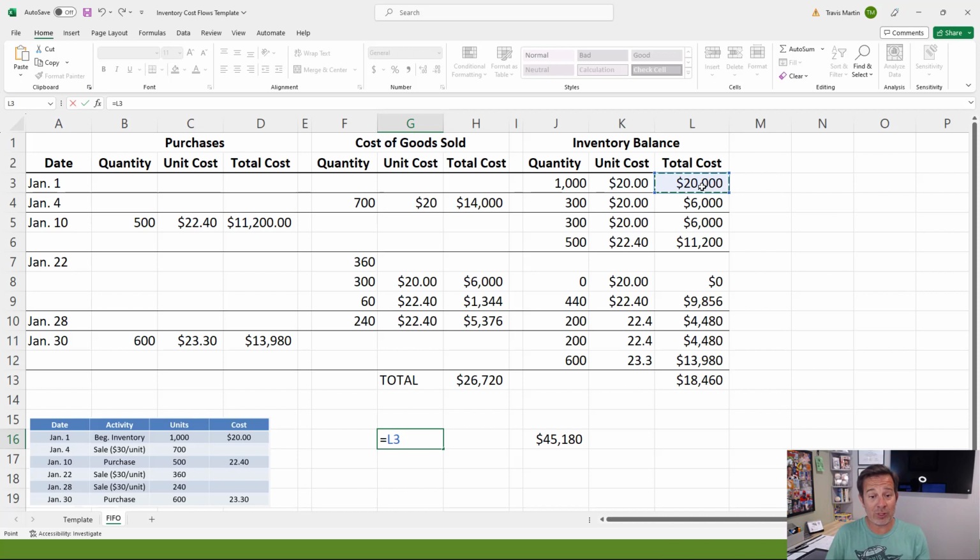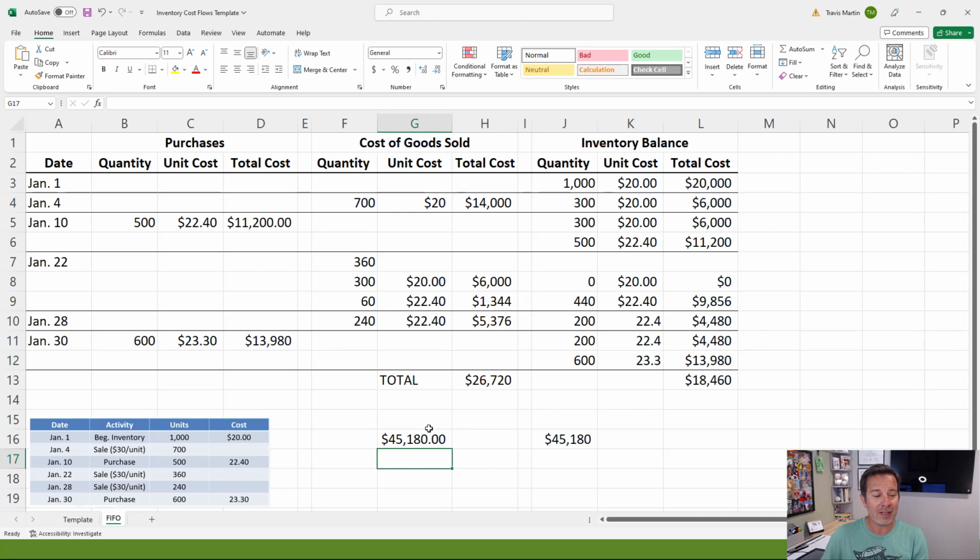Let's add those numbers up. I began with 20,000. I'd paid 20,000 for the beginning inventory. I bought 11,200 more. I bought 13,980 more. I bought in total 45,180 in inventory. What we did using FIFO is we allocated that amount we paid for inventory to cost of goods sold and ending inventory. Neat how that works out, huh?